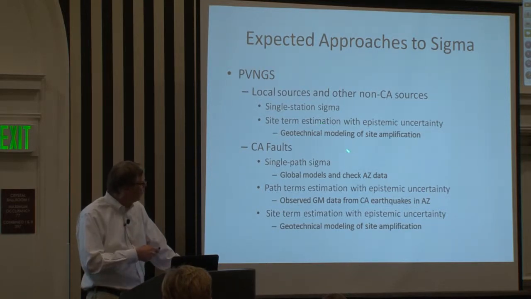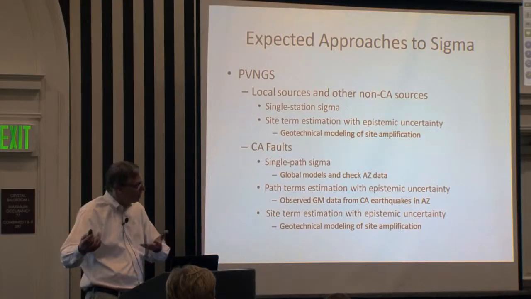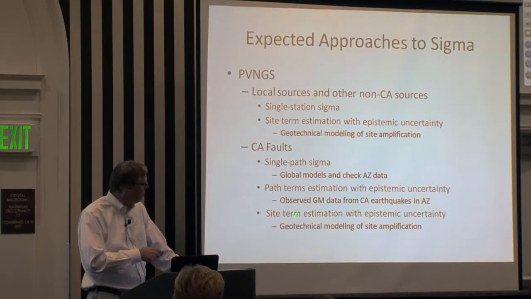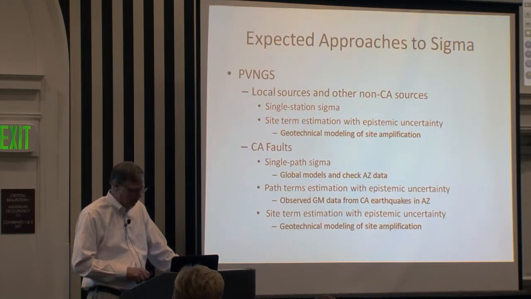For the California faults, we're looking at running single path sigma with global models, and we can also use the Arizona data as a check to see what those standard deviations are. It's a small subset, but they're consistent with the global model. This will give us ways of estimating the path terms from the observed ground motion data in Arizona from those California earthquakes. We have to track epistemic uncertainty, that is, how well is that constrained given the number of recordings and earthquakes that we have. And then in single path, we need to have both of these, a path term and the site term, brought along. Okay, and I believe that's it.